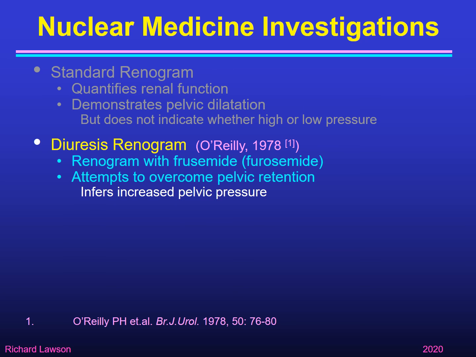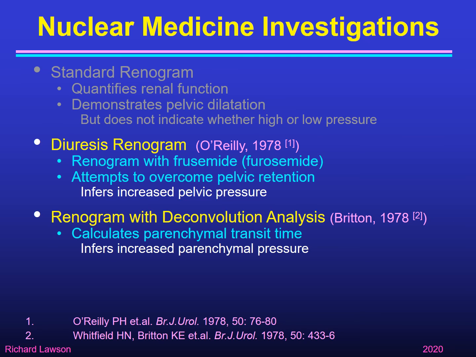So in 1978, O'Reilly developed the diuresis renogram. By giving the diuretic furosemide during the renogram, this was an attempt to overcome the retention in a dilated renal pelvis. It doesn't measure pelvic pressure, but it does infer an increase in pelvic pressure from the response to the furosemide. Because if the renogram curve empties after the furosemide, then it's clearly not obstructed and it's a low pressure system. Whereas if it fails to empty after furosemide, this infers that it's an obstructed high pressure system.